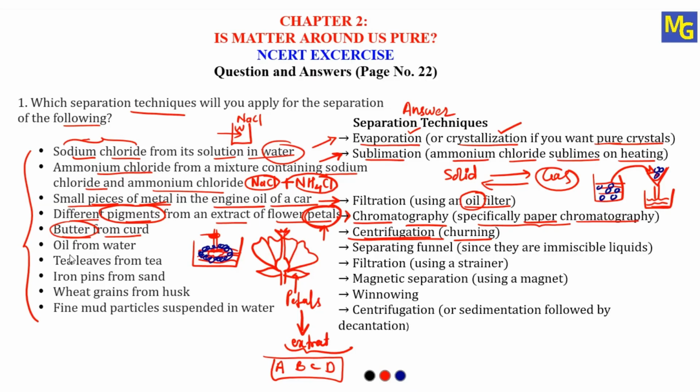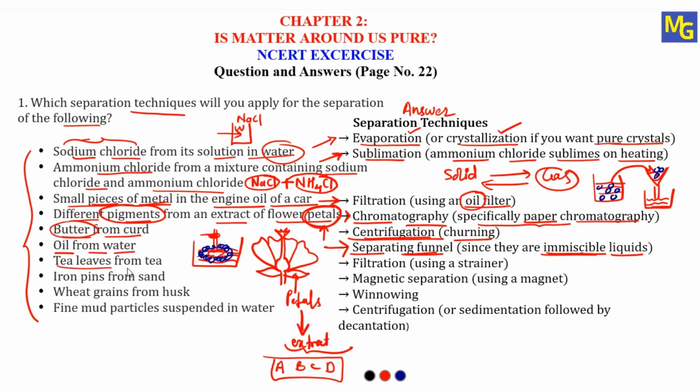Then the next is oil from water. As you all know, when you put oil in water, oil will float on the surface, water will be at the bottom. To separate this, we are going to use a separating funnel, since they are immiscible liquids. Immiscible means the liquids which will not mix. Here oil will remain floating on the top, water will be at the bottom. So that's why this is called immiscible. For such liquids which are immiscible, which are not mixing, we use these separating funnels. In detail, again I am telling, we will study in the higher classes, because if I explain this now, what the separation technique using a separating funnel is, you will not be able to understand.